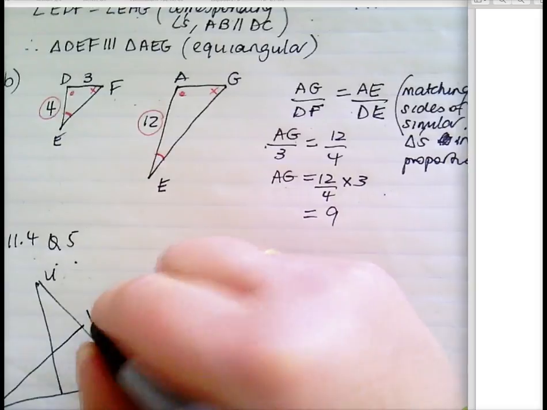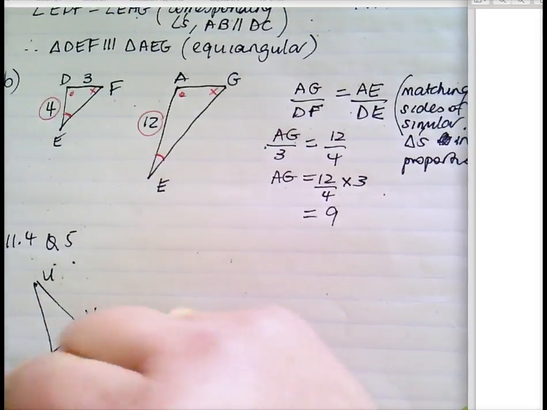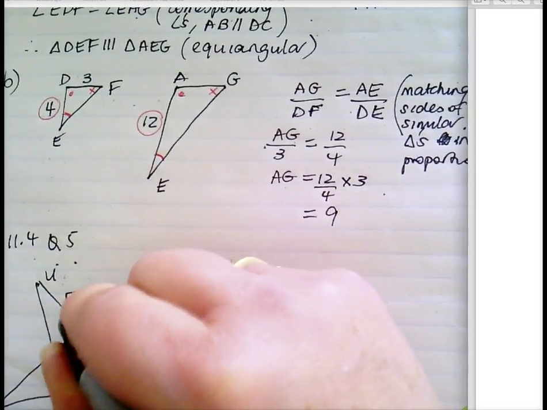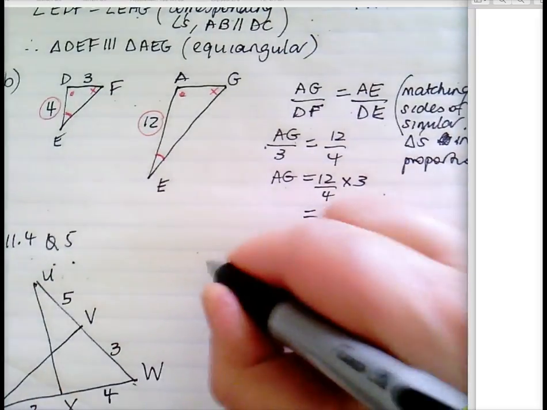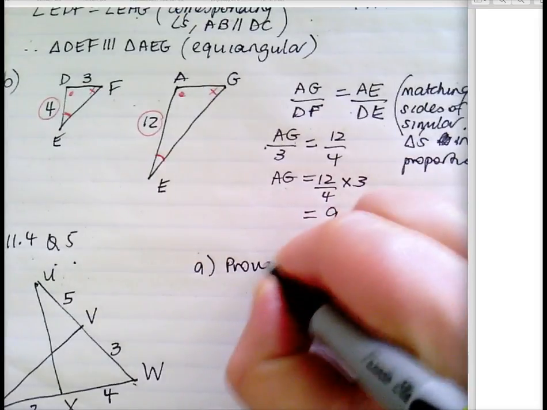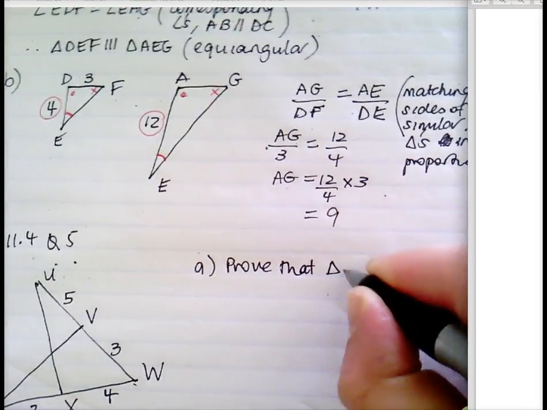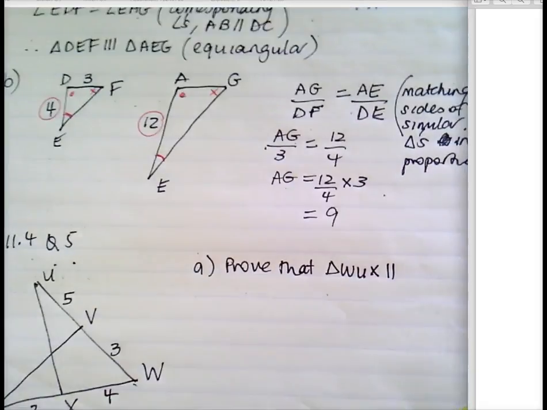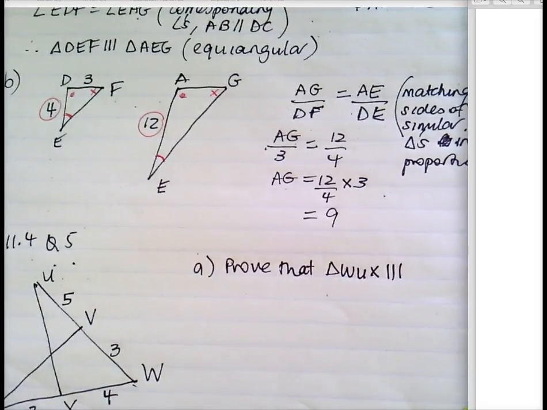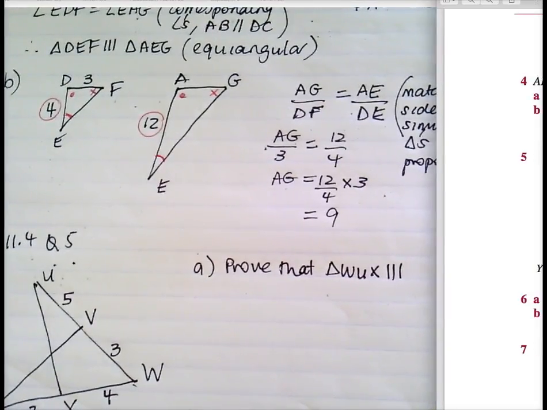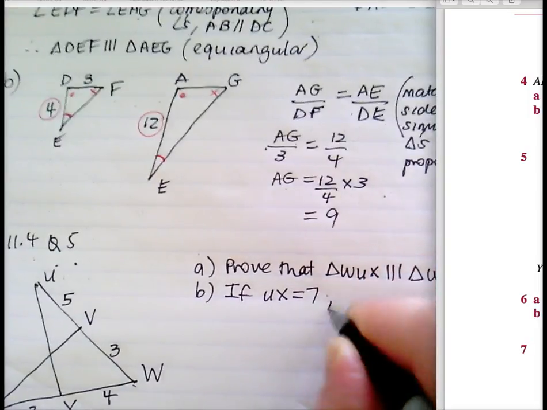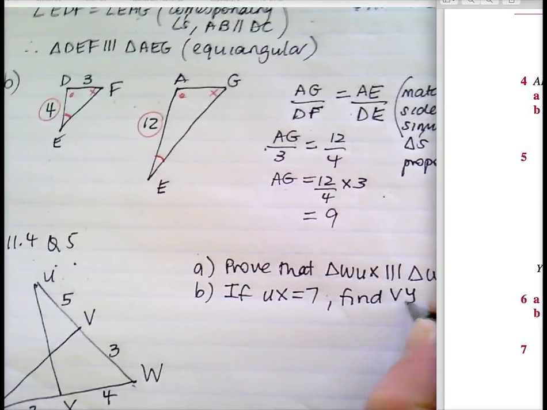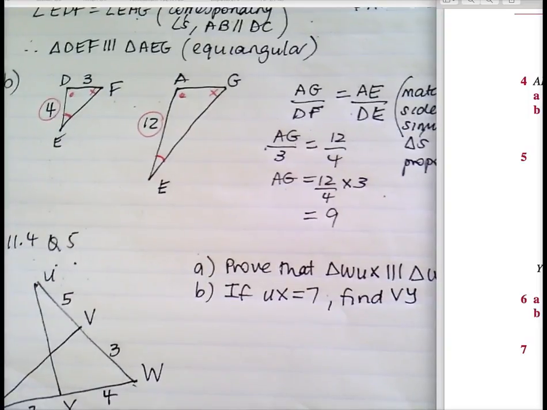We've got U, V, W, X, and Y. Putting in the side lengths, we've got 5, 3, 4, and 2. You have to prove that triangle WUX is similar, sorry, I'm just going to bring the question over, similar to triangle WYV, and then you're told that if UX equals 7, find VY. That's question 5.